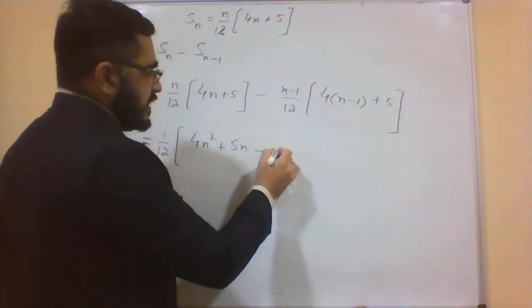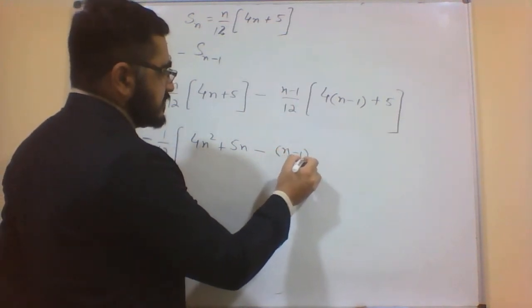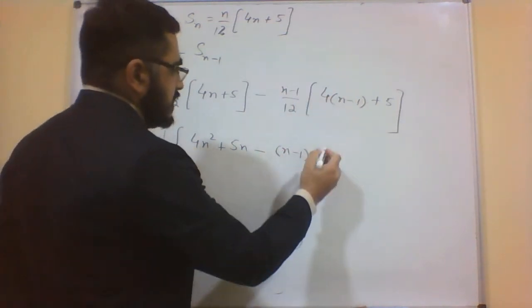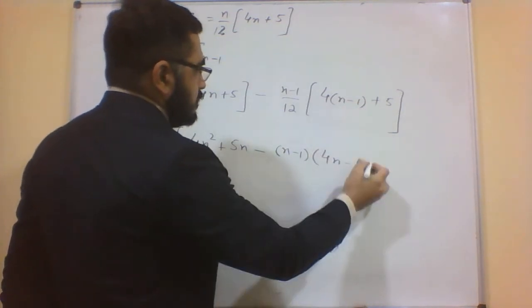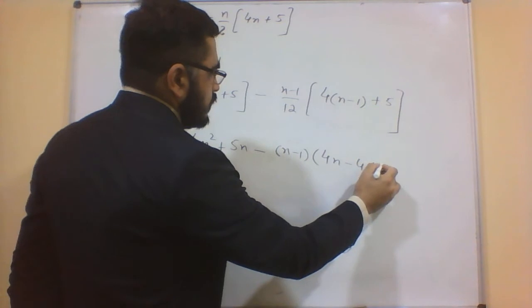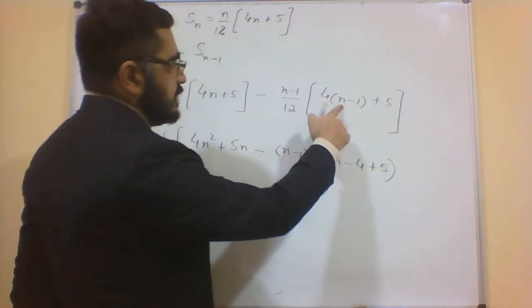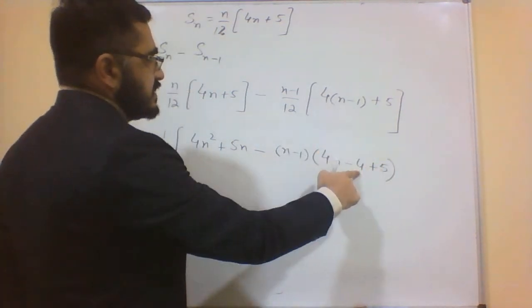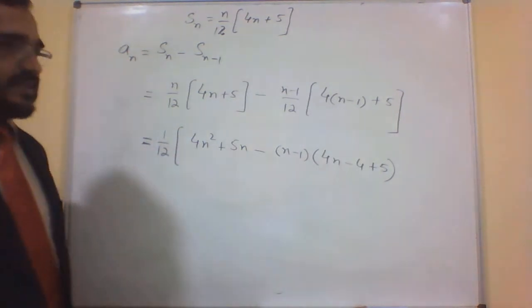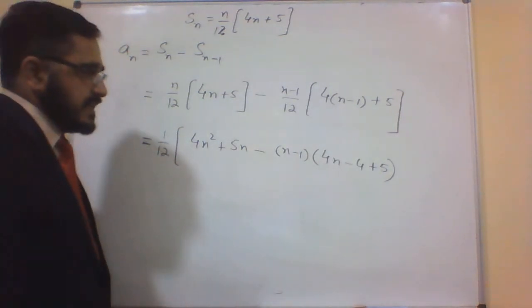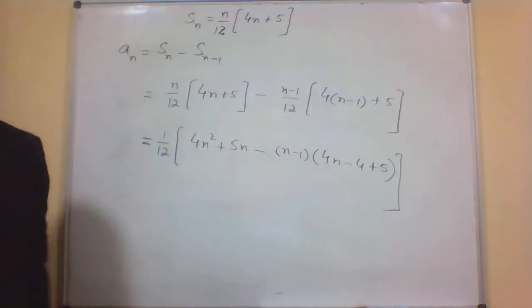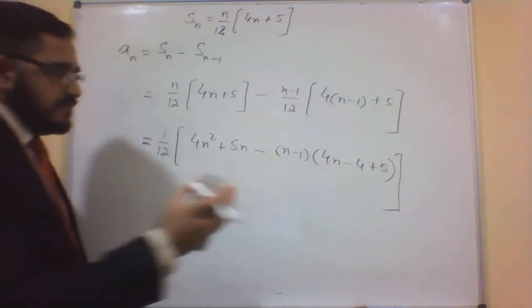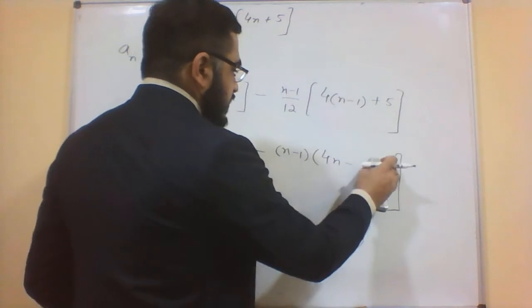Minus, here is 1 factor n minus 1. And inside here will be 4n minus 4 and plus 5. This 4 will multiply inside, 4n minus 4 and this plus 5 as it is. We can save here one step. We can write this one here, minus 4 plus 5. We can write directly here plus 1.